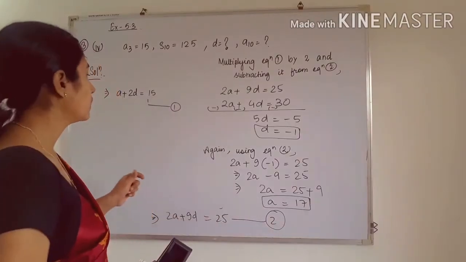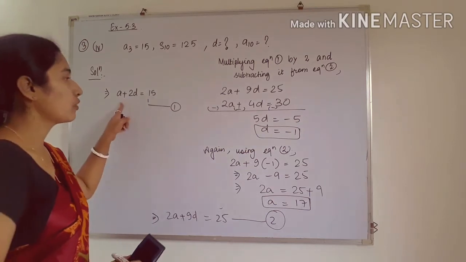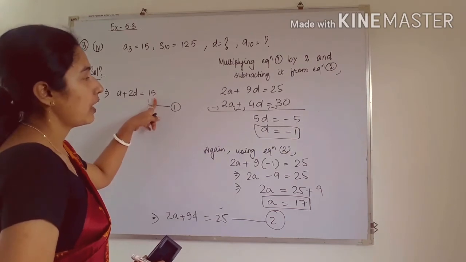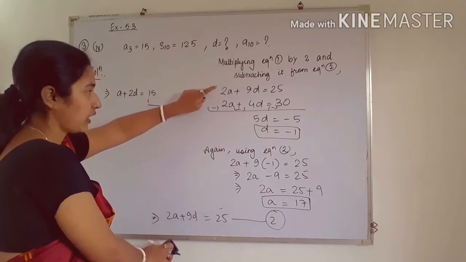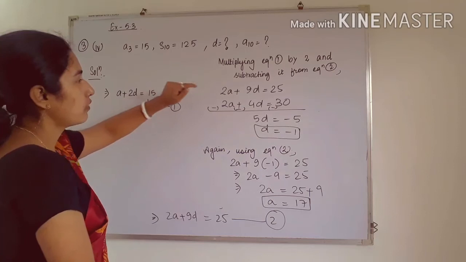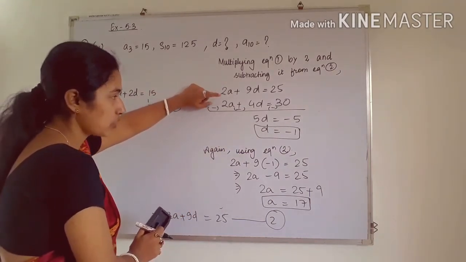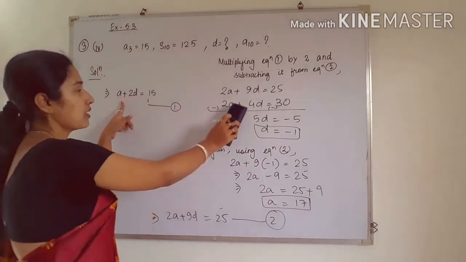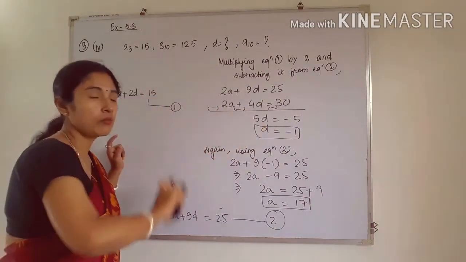See, I have solved the two equations using the elimination method. First of all, I am multiplying equation 1 by 2, so I will get 2a plus 4d is equal to 30, and I am subtracting it from equation number 2. Equation number 2 you have to write above, because I am subtracting the first equation from the second. So 2a plus 9d is equal to 25, and below it you write the first equation, 2a plus 4d is equal to 30, that is after multiplying equation 1 by 2.